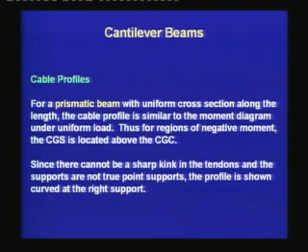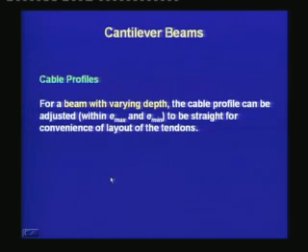For a prismatic beam with uniform cross section along the length, the cable profile is similar to the moment diagram under uniform load. Thus, for regions of negative moment, the CGS is located above the CGC. Since there cannot be a sharp kink in the tendons and the supports are not true point supports, the profile is shown curved at the right support. For a beam with varying depth, the cable profile can be adjusted within Emax and Emin to be straight for convenience of layout of the tendons.